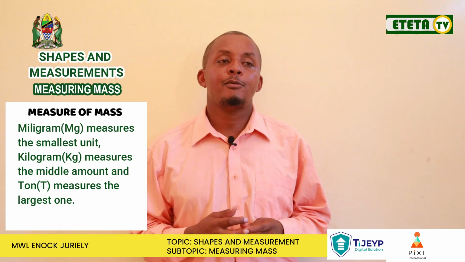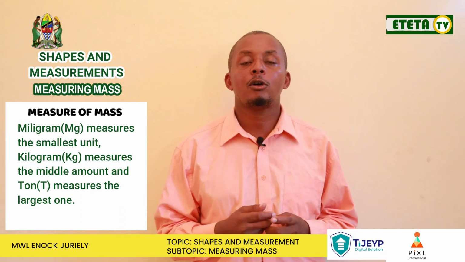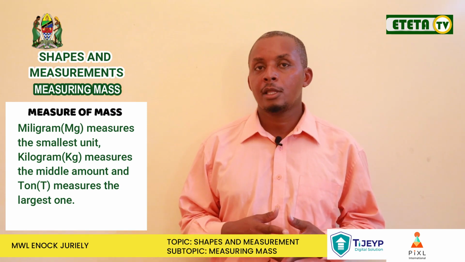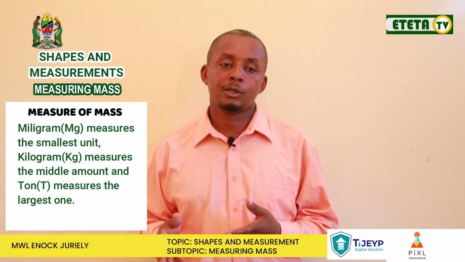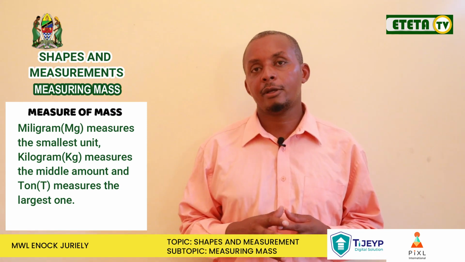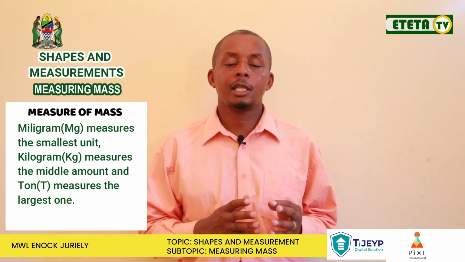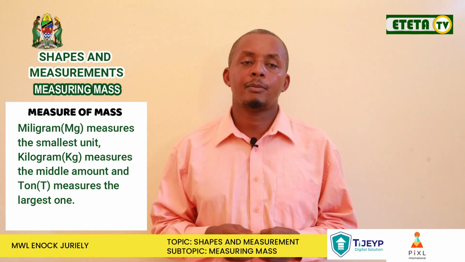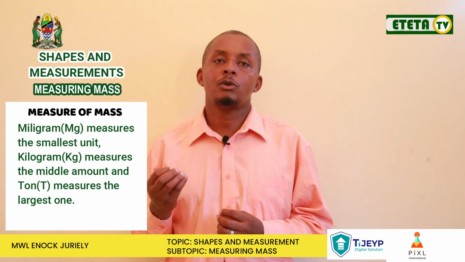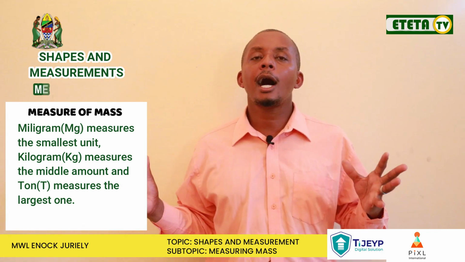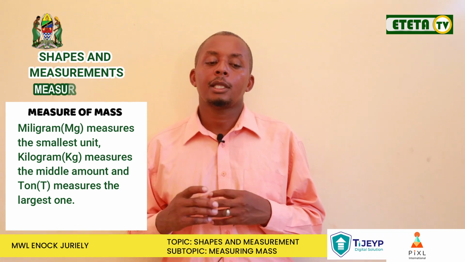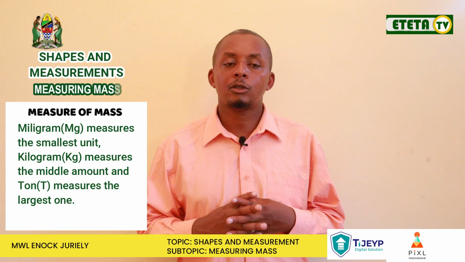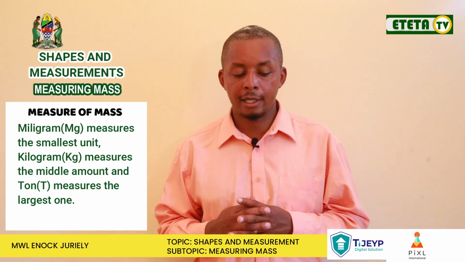And maybe you want to measure a volume of sand used to construct a house. That will be measured in tons. So you see the difference in measurement: when you measure the mass of a small amount, you use milligram or gram. For the middle amount, you use kilogram. And for the large amount, you use tons. When you say tons, it means a larger amount of measurement is being done.